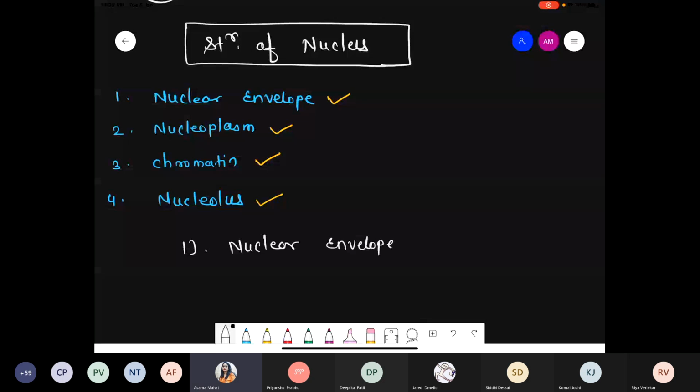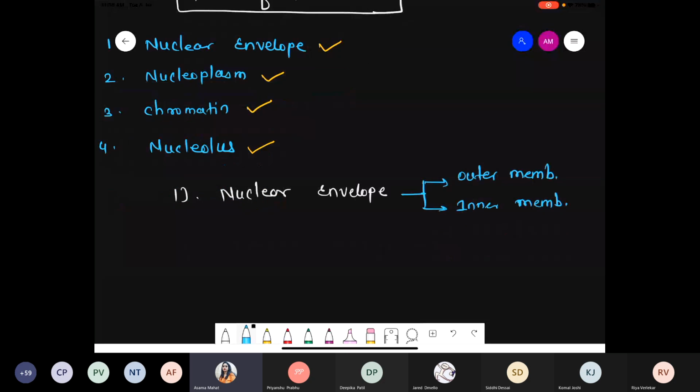Nuclear envelope. When we are talking about the nuclear envelope, it consists of two membranes, the outer membrane and the inner membrane, because the nucleus is a double membrane organelle. So it has two membranes, the outer membrane and the inner membrane.